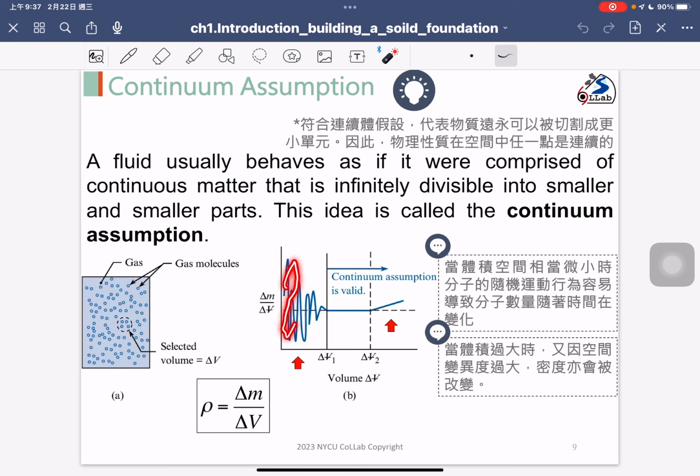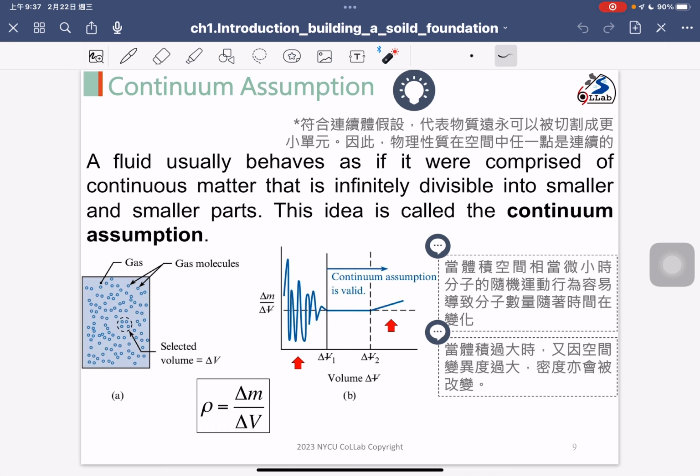The blue line, you can see the density measurement will have some fluctuation when the volume is smaller than delta V1, right? That indicates if you capture a small volume, the physical properties will be unstable. So if you want to satisfy the continuum assumption, your capture volume should be larger than delta V1, right?